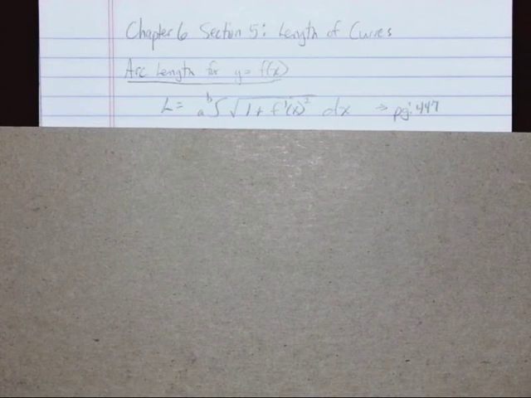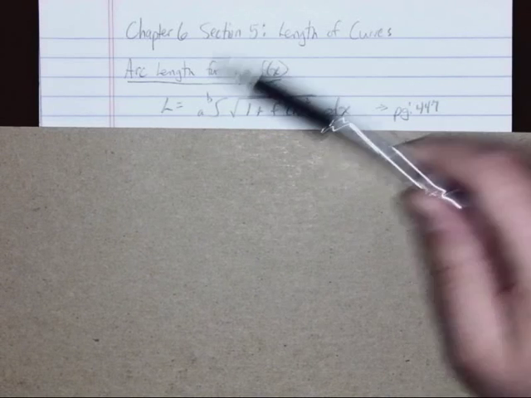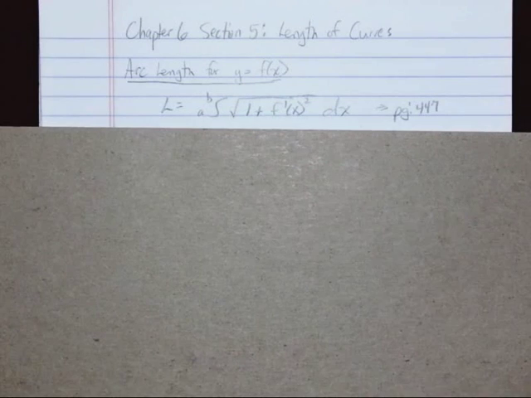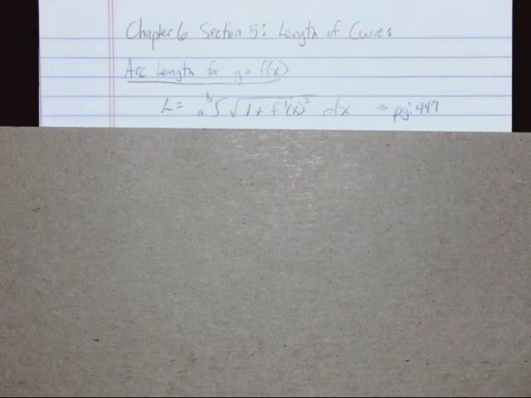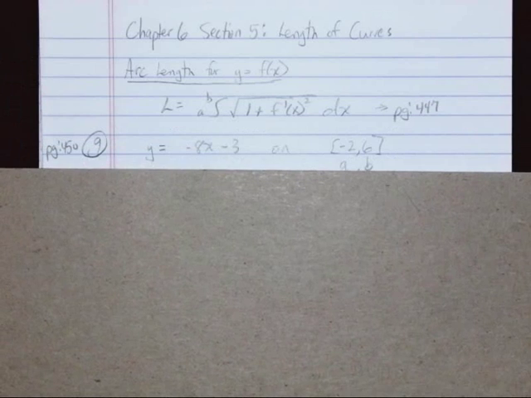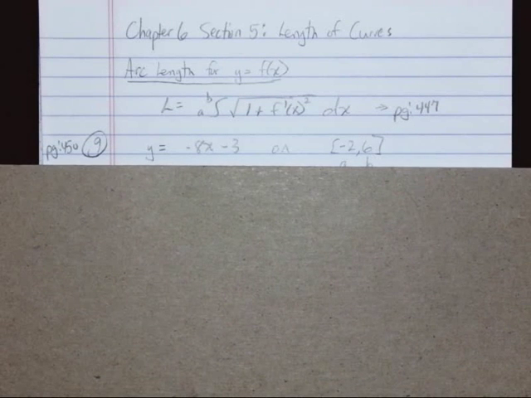The arc length can be found on an interval from A to B, and these are our x coordinates for our interval. For arc length, we want to take the integral of the square root of 1 plus f prime, which is the derivative of our function, squared. Okay, so let's start by doing number 9 on page 450.